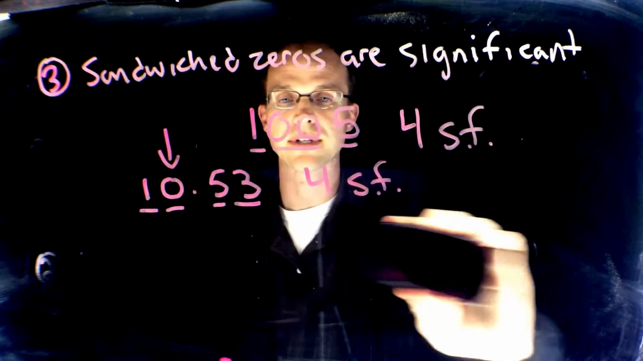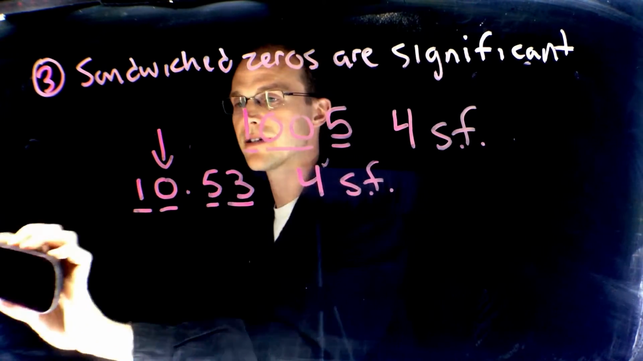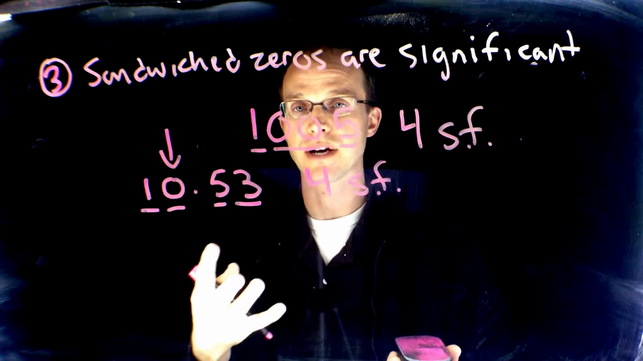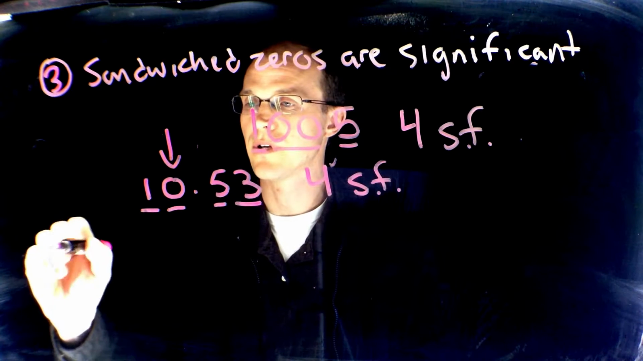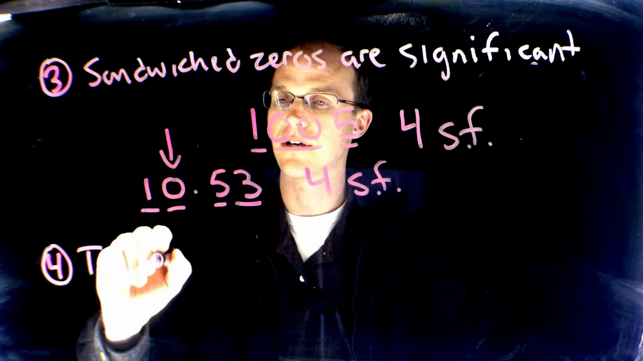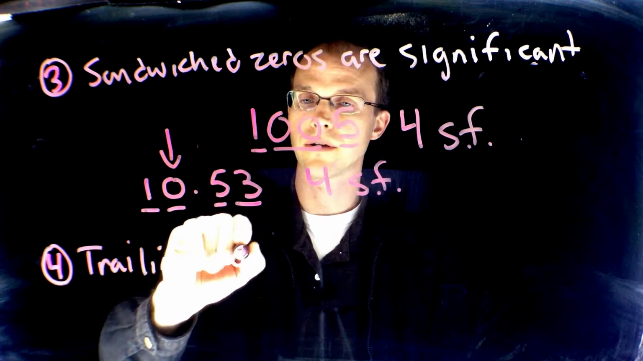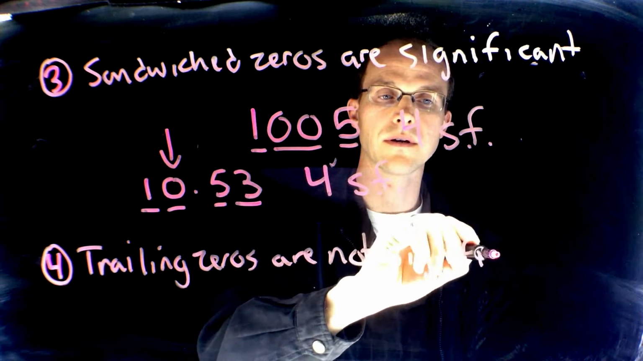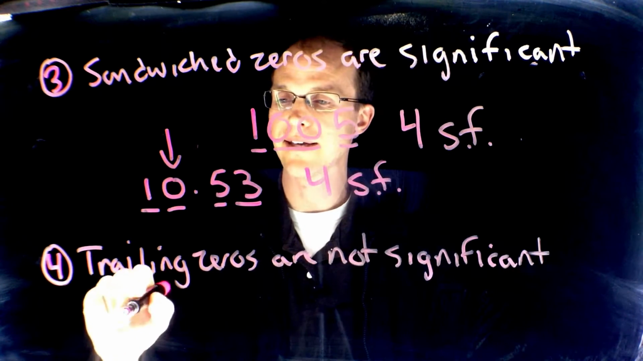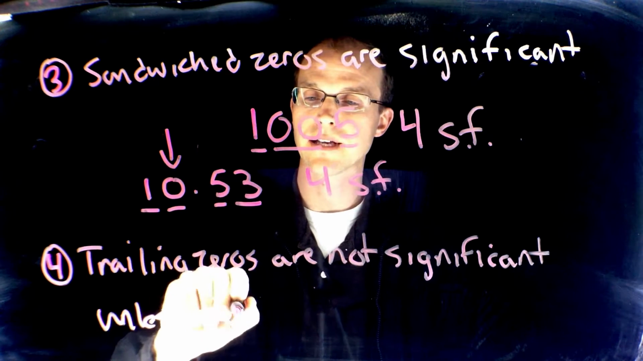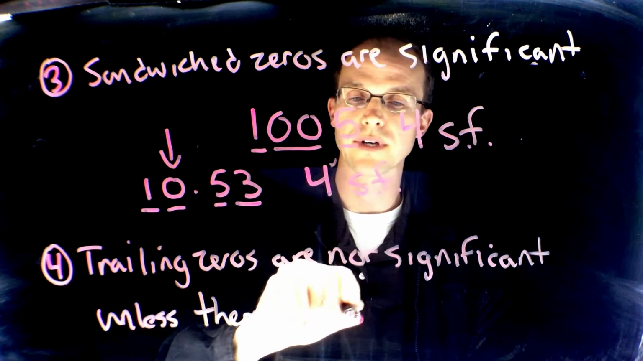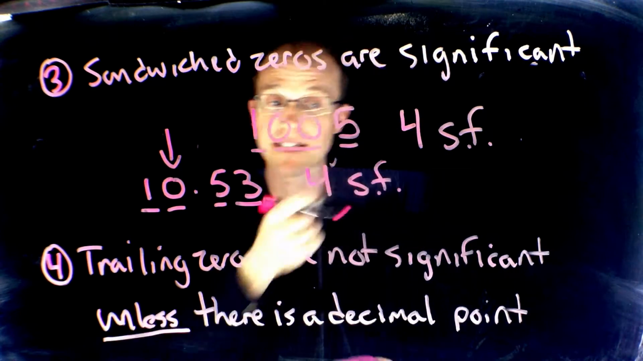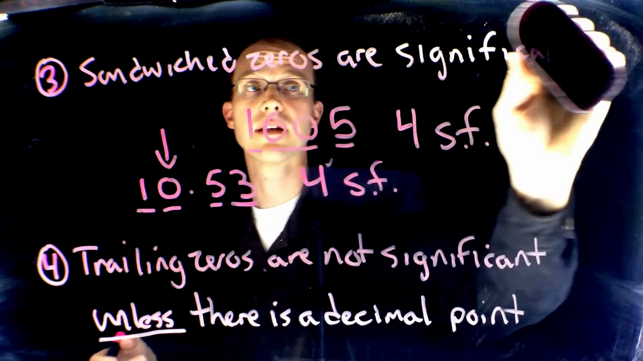Okay, so what's our next rule? We've got leading zeros. We've got trailing zeros. We've got sandwiched zeros. We've only talked about 2 of them. So our fourth rule is trailing zeros are not significant unless there is a decimal point. Okay? So if there's a decimal point, they're significant. If there's not a decimal point, they are not significant.